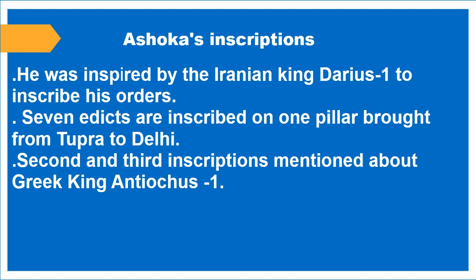We got one inscription from Topra, in which 7 edicts were inscribed. This pillar was brought from Topra to Delhi. And the Greek king Antiochus I, whom we already discussed, was mentioned in the 2nd and 3rd edicts of Ashoka.